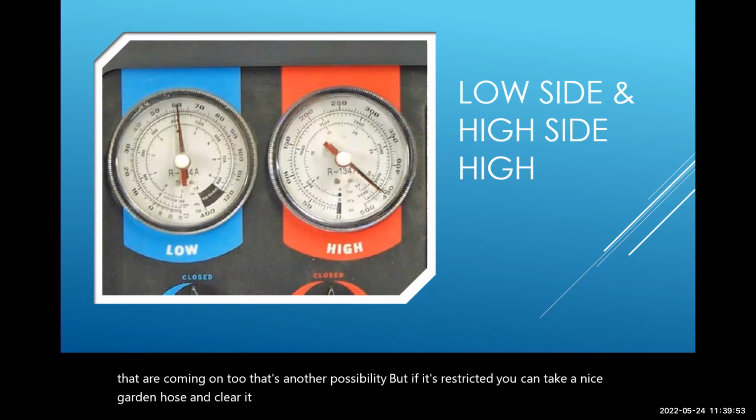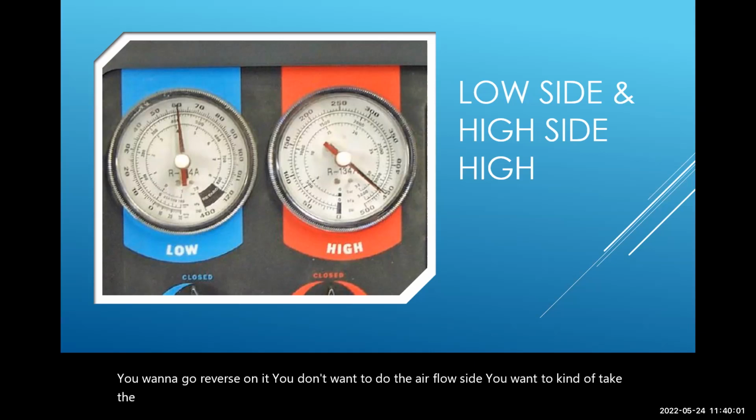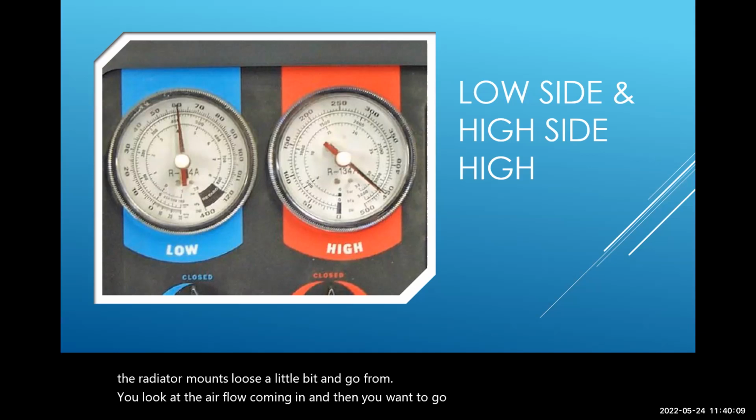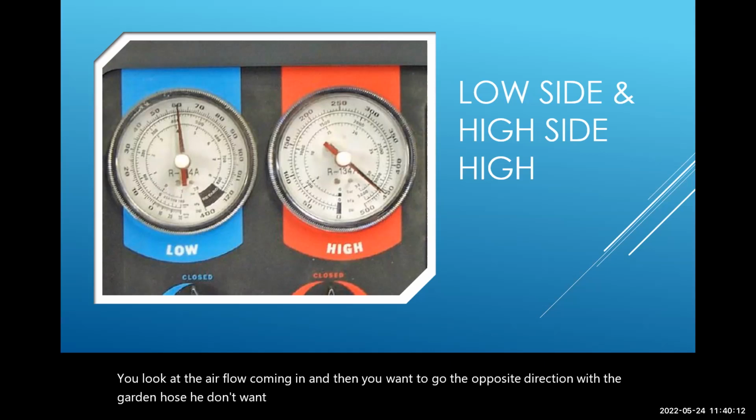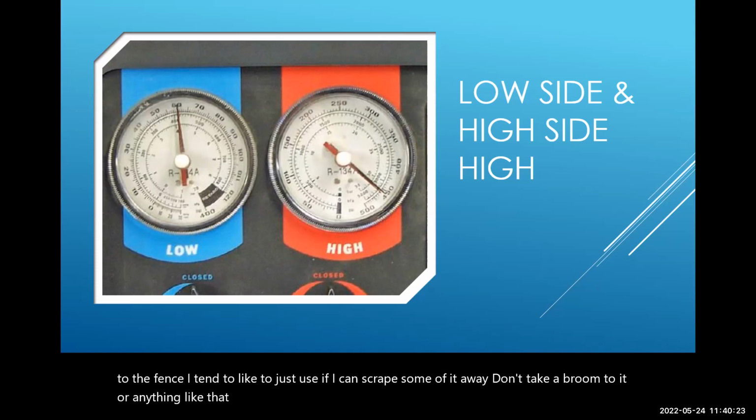You want to go reverse on it. You don't want to go from the airflow side. You want to take the radiator mounts loose a little bit, look at the airflow coming in, and then go the opposite direction with the garden hose. You don't want to pressure hose it, because you can actually cause some damage to the fins. I tend to like to just scrape some of it away, but don't take a broom to it or anything like that, because again, you can damage the fins. You want to just take a garden hose and push whatever debris out in that direction.